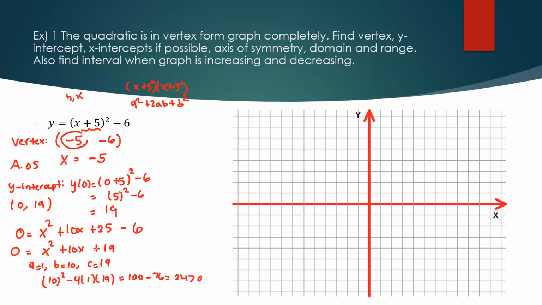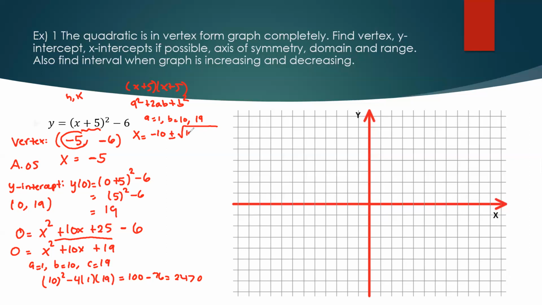Now let's find our 2 x-intercepts by, well, we can't factor this, obviously. Two numbers that multiply to 19 and add up to 10 is nearly impossible, right? So if you can't factor it, what's the last resort? Quadratic formula. So our a is 1, our b is 10, and our c is 19. The quadratic formula is x equals opposite of b, which is -10, plus or minus root.